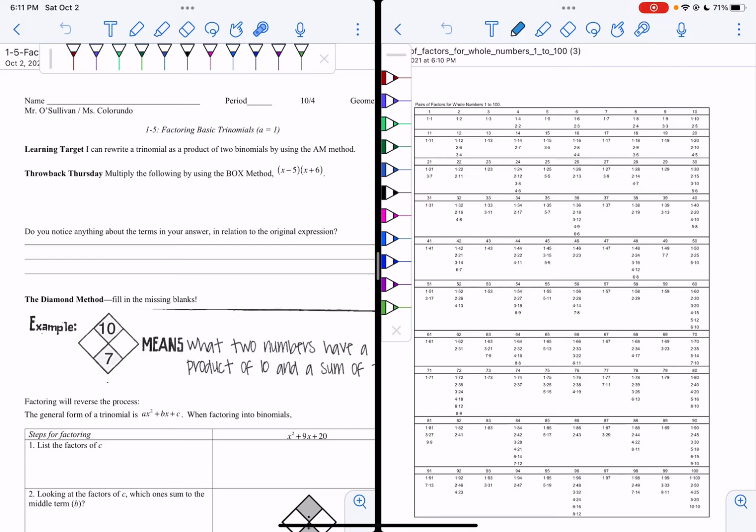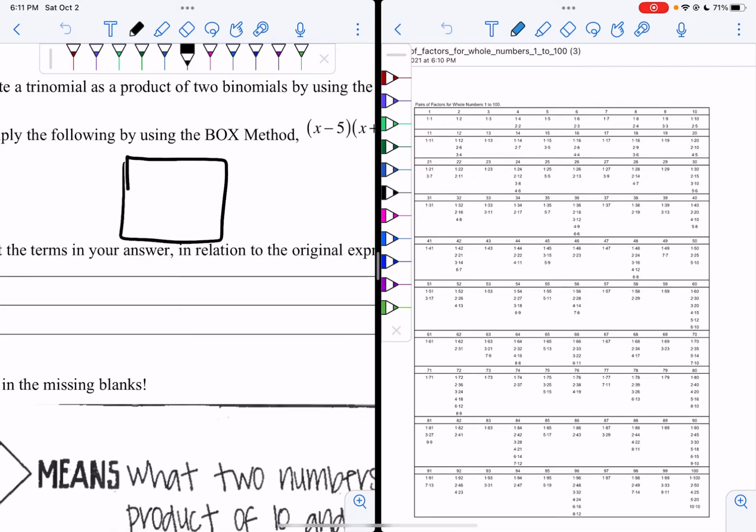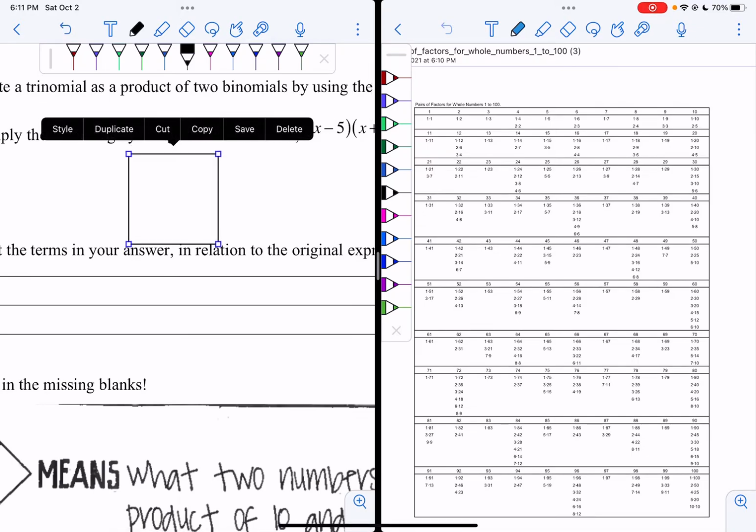So, throwback: multiply the following by using the box method. x minus 5 times x plus 6. So what we're going to do is draw a box and multiply those two binomials together.